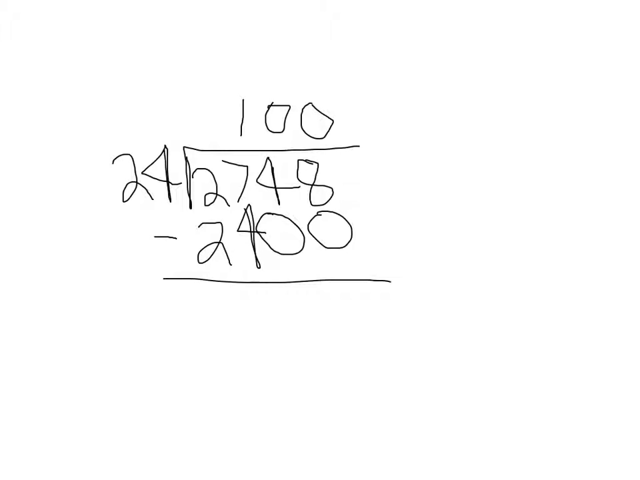Okay, now let's subtract. 8 minus 0 is 8. 4 minus 0 is 4. 7 minus 4 is 3. And 2 minus 2 is 0.